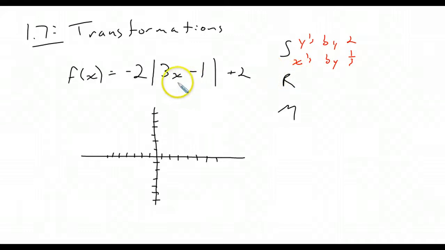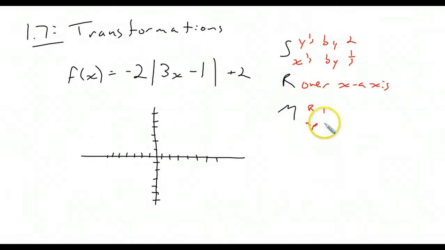With reflection, we look at the negative signs, negative multiplications. Well, I have a negative on the outside with the y, so again I'm going to have it over the x-axis. And now for moving, on the inside, so I'm going to move it to the right one, and I'm going to move it up 2. The 2 is on the outside, it's positive. With the y, I do the same.